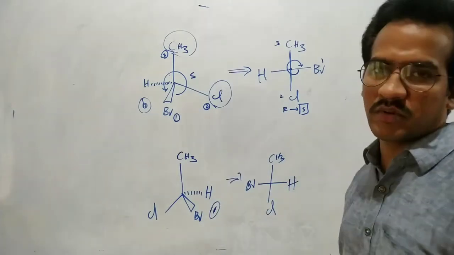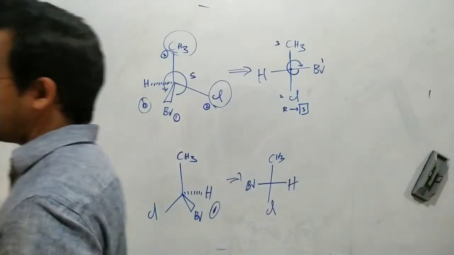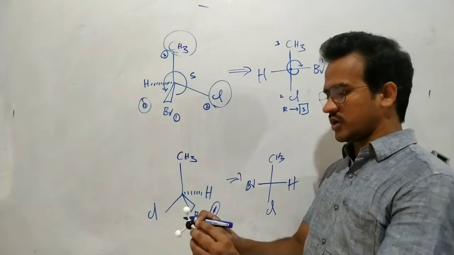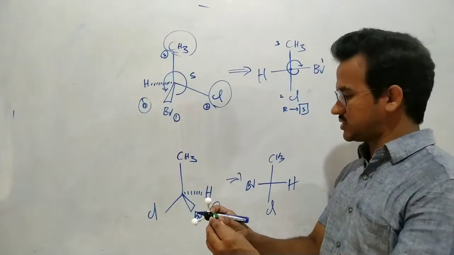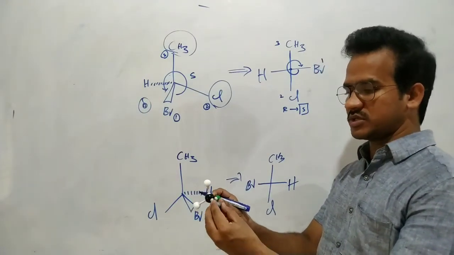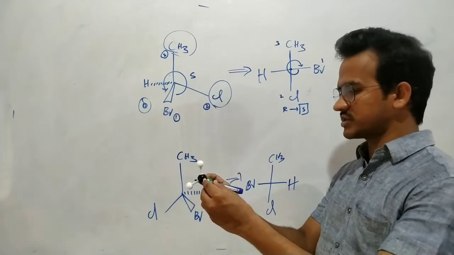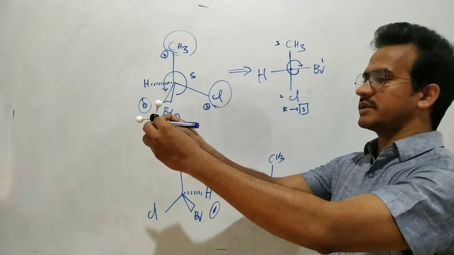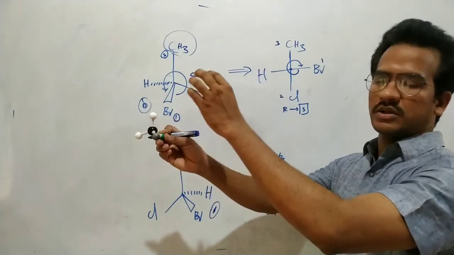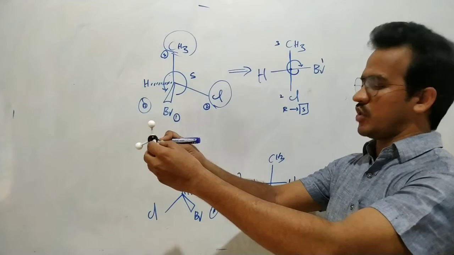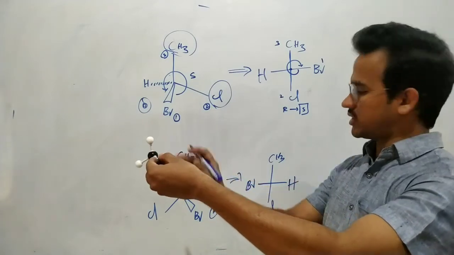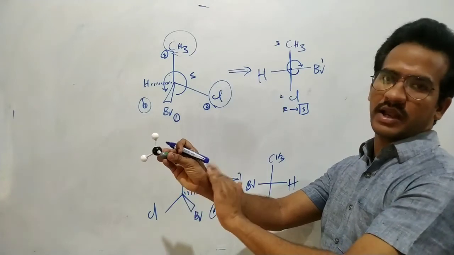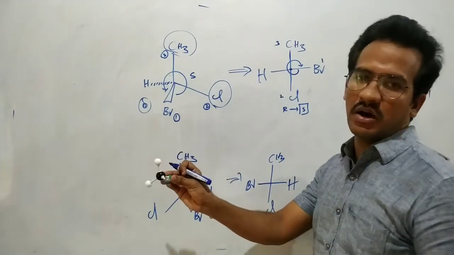So here it is a 2D representation for this 3D molecule. That means in this case we are looking at this molecule like this. This is the bromine above the plane, this is the hydrogen below the plane. You can see this model. When you look at this molecule like this, the bromine is in the left hand, so that must be written on the left side. The hydrogen is present in the right hand, so that must be written on the right side.